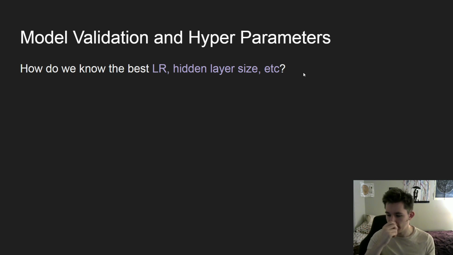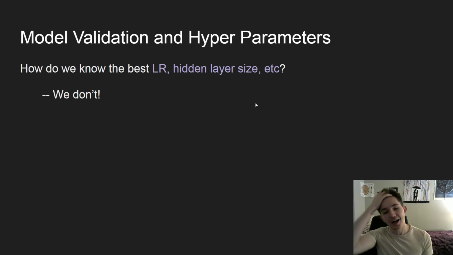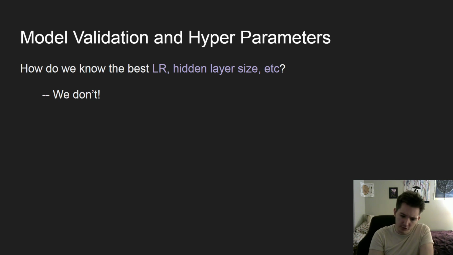I just gave you a couple examples, but there are a bunch we've found so far. And the answer is, we don't know the best ones, in fact. And this is a big problem. We don't know what the ideal learning rate is for us. We don't know how big our hidden layers should be. We don't know how big our kernel should be.